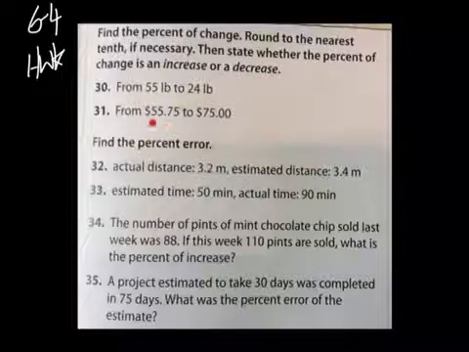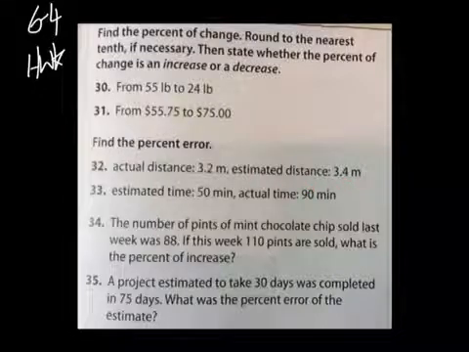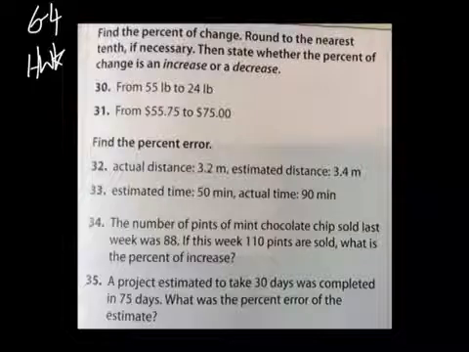Over here we have from 55 to 75. Obviously it increases. Let's see, let's go down here. 3.2. Estimated distance is 3.4. It increased by 0.2. Okay, what percent is that? 50 to 90, another increase. 88, and this week is 110, another increase. 30 days completed, 75 days, another increase. Okay, what was the percent error of estimate?